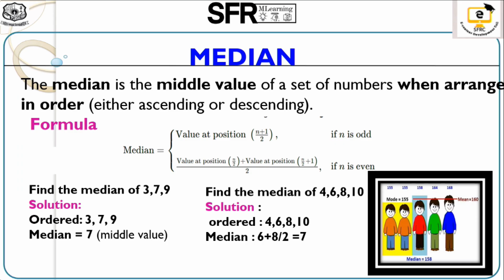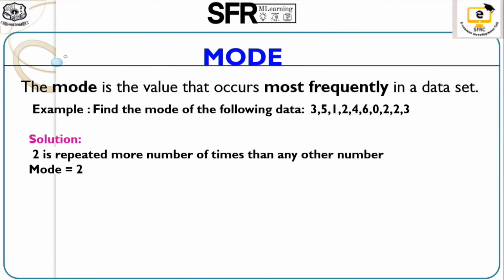Median is nothing but a middle value. If n is odd, the formula for median is the value at position (n plus 1) divided by 2. If n is even, the formula changes: the value at position n by 2 plus the value at position n by 2 plus 1, divided by 2. This is the median. Next we see the mode.